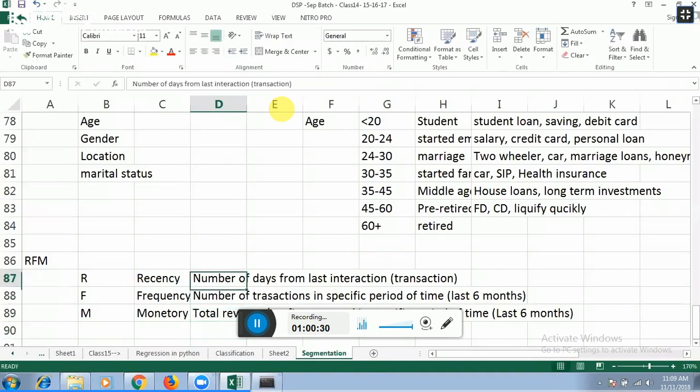So based on these three variables, I can come up with some segmentation. That is what we call RFM segmentation. R is nothing but recency, which is the number of days from the last transaction. And F is nothing but frequency, the number of transactions in a specific period of time. And M is the monetary value. Generally we talk about revenue, but in some situations you may think about another type of metric, though very commonly it is revenue or profit. So the revenue or profit generated in a specific period of time. So this is what RFM segmentation is.